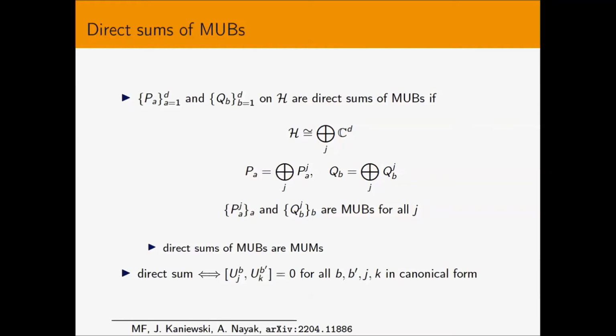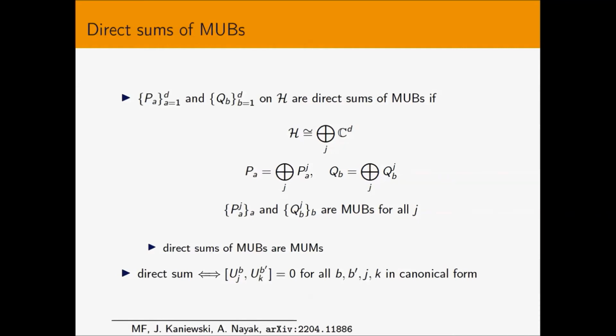And this is if and only if the unitaries in this Hadamard matrix of unitaries all pairwise commute in the canonical form. So you find the basis in which the Hadamard matrix is canonical. You look at all the unitaries. If they all commute, then you can write it as a direct sum of MUBs. If there's a non-commuting pair, you cannot.